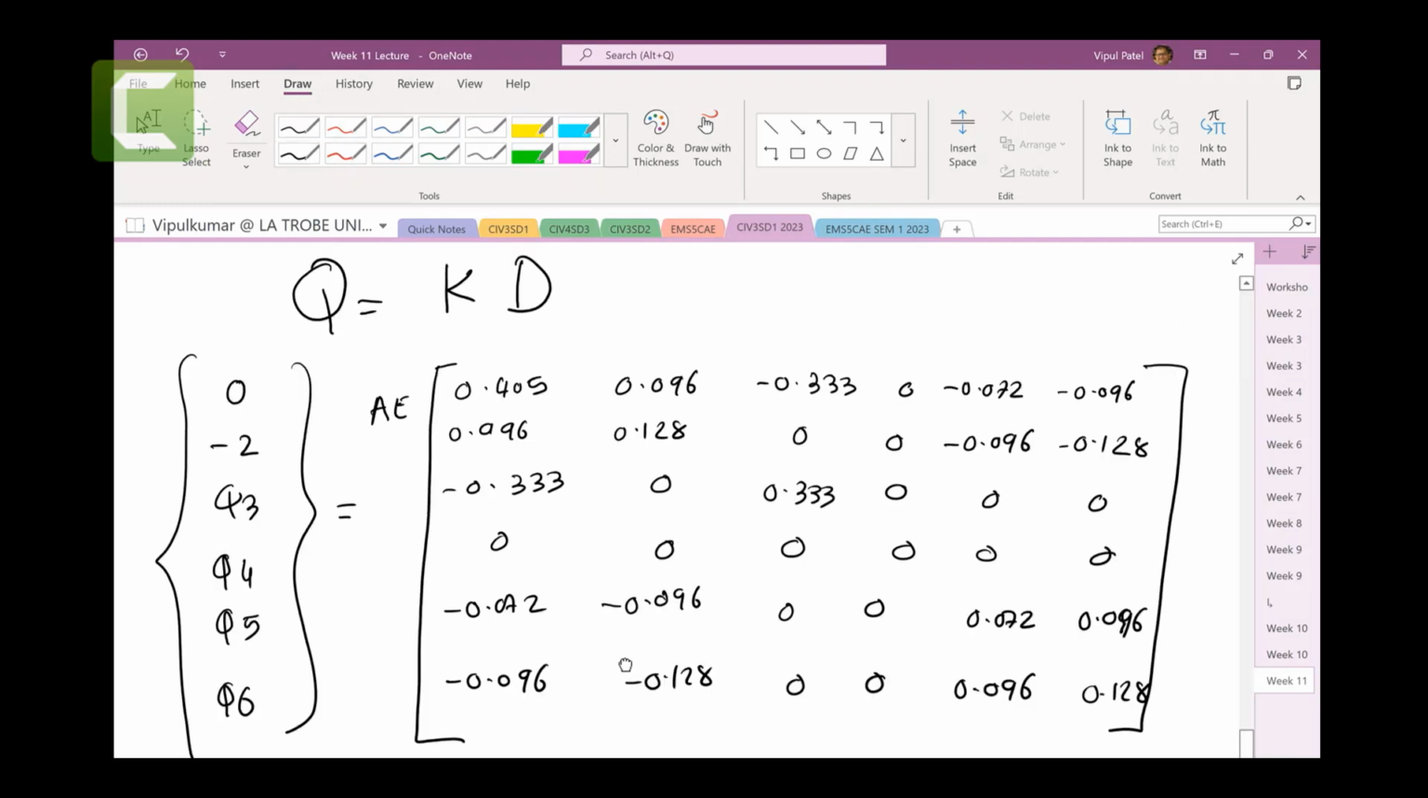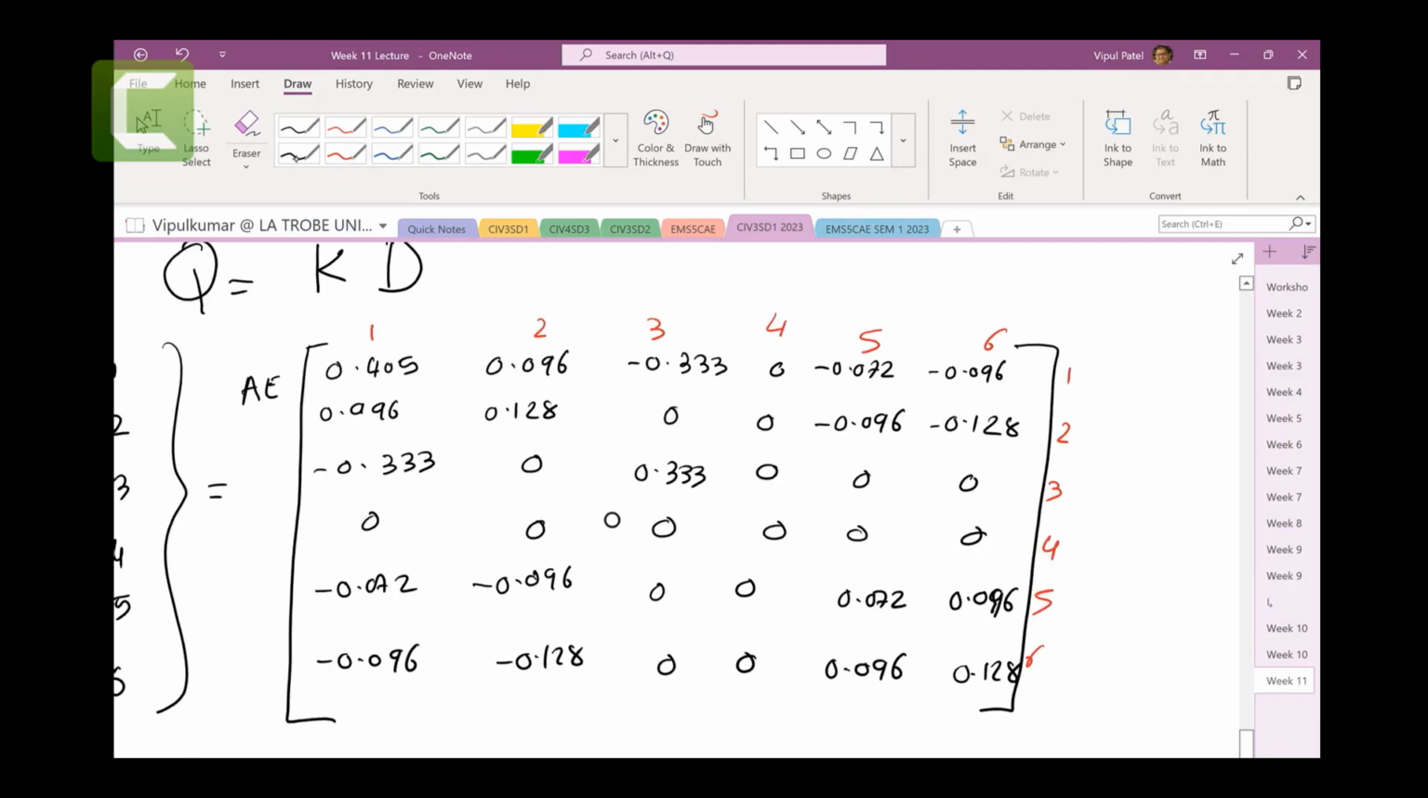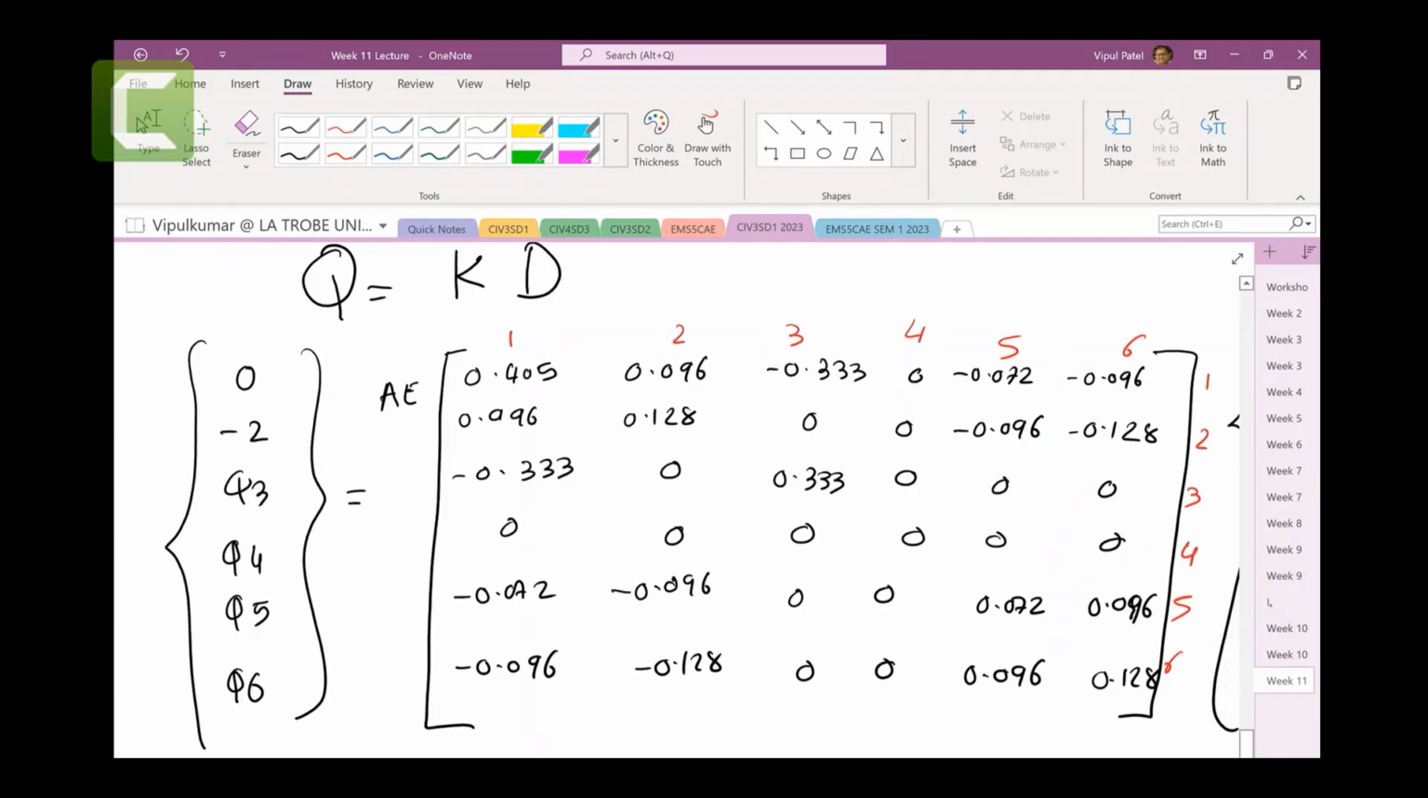There is nothing new. I'm just putting in that assembly: 1, 2, 3, 4, 5, 6. Sorry, this is kind of boring for you to see, but I can't make it more entertaining than this. I'm just plugging in the values. D1, D2, D3, D4, D5 and D6 are 0.